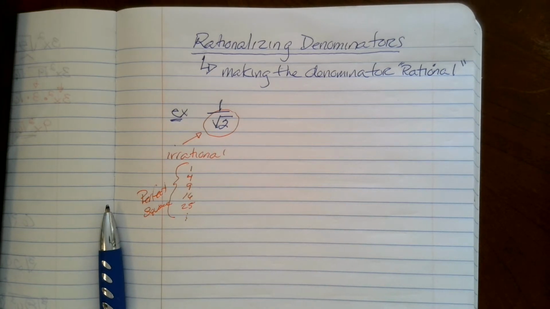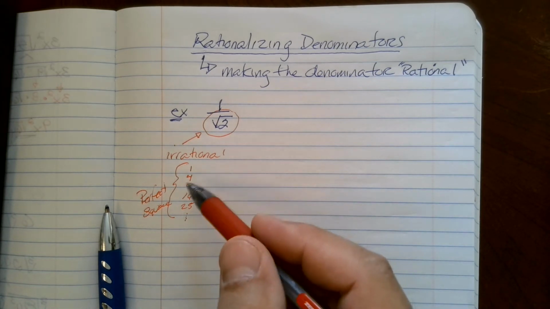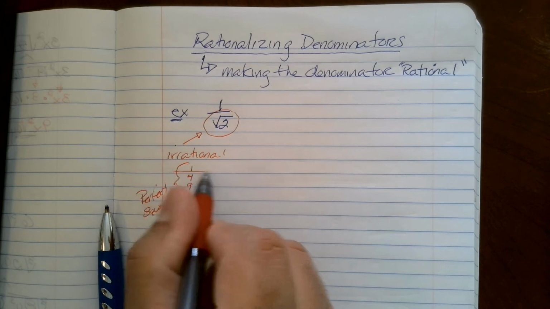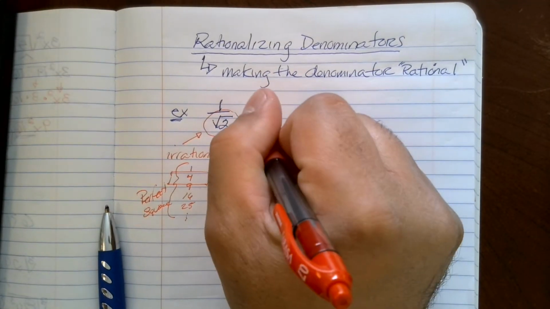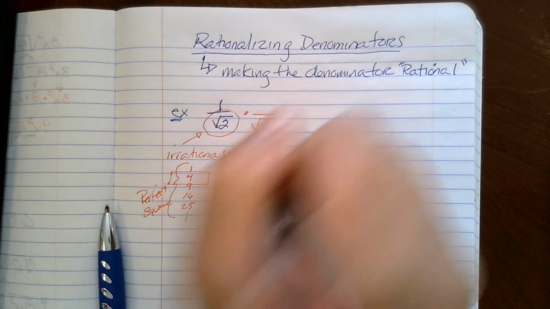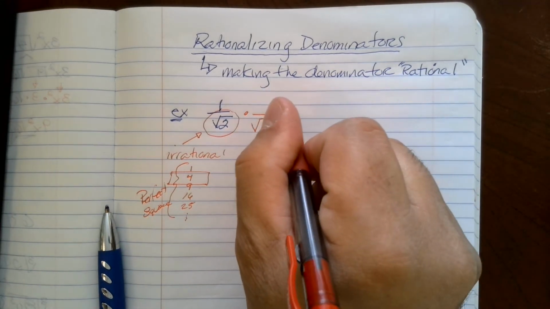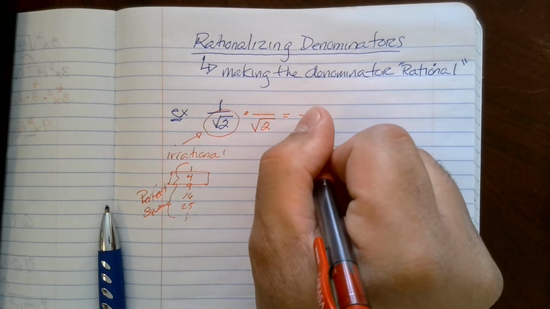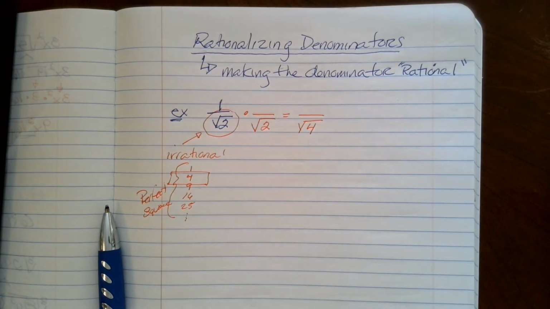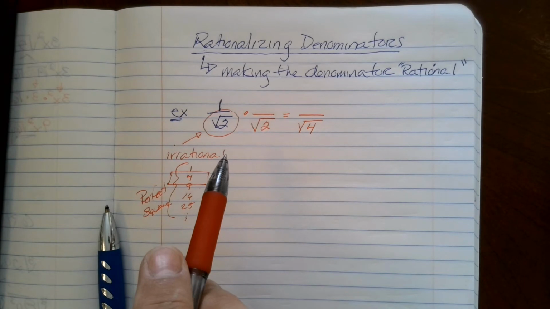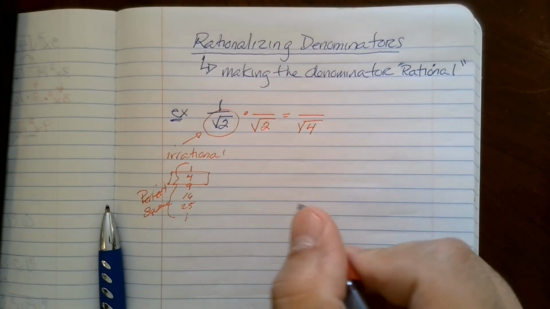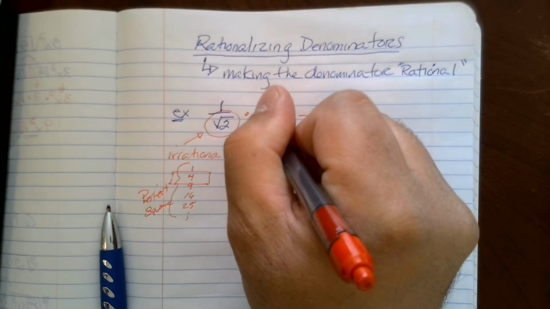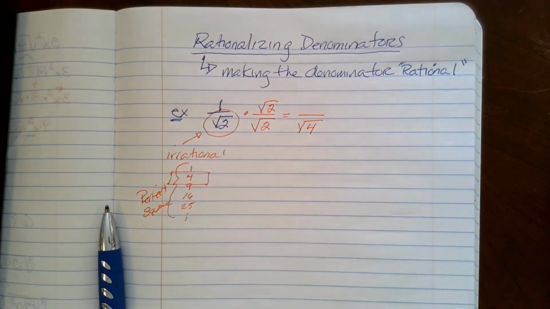What could I multiply radical 2 by to make it a radical 4, for example? So I could multiply radical 2 times radical 2, and that would give me radical 4. But I can't just multiply the bottom by radical 2. It would change the value of the fraction. So what I have to do is I have to multiply the top also by radical 2.